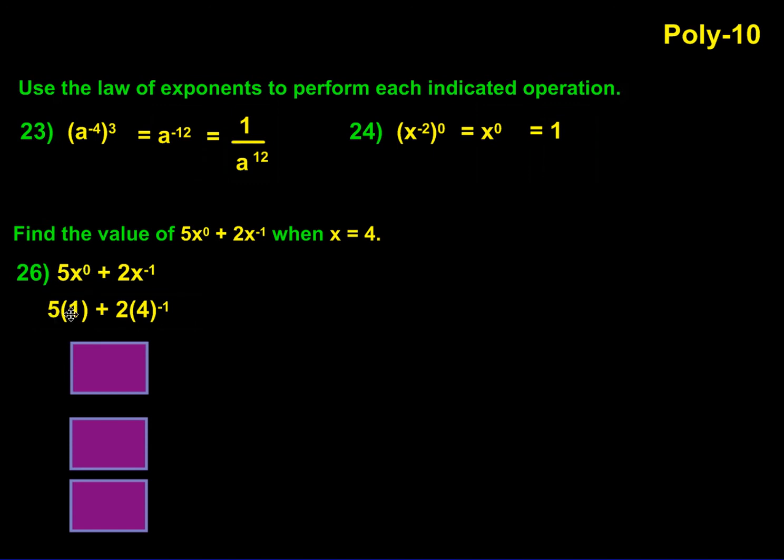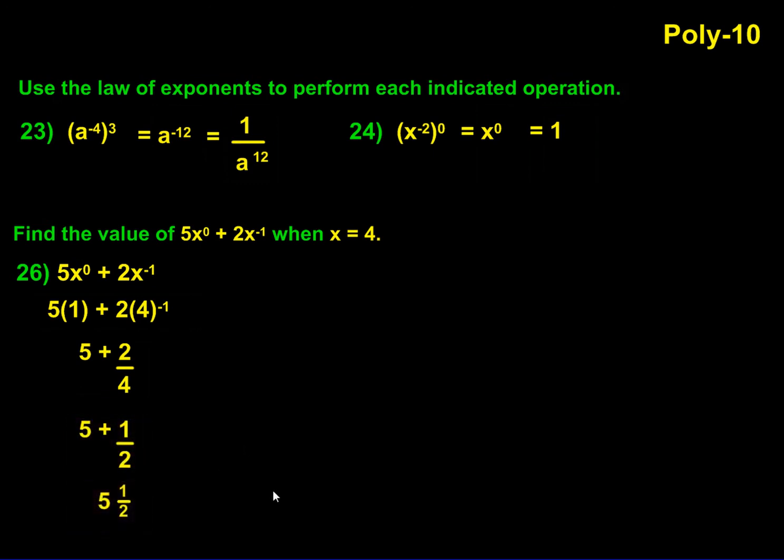So this is really 5 times 1 plus 2 times the 4 that is substituted for the x to the negative 1 power. So next this is going to bring it down to 5 plus 2/4. The 2 becomes our numerator just like it did back in question 11. The 4 becomes our denominator, and the 1, while it's still attached to the 4 as a positive, we don't need to show that. So we have 5 plus 2/4. 2/4 can be reduced to 1/2, so we have 5 1/2.